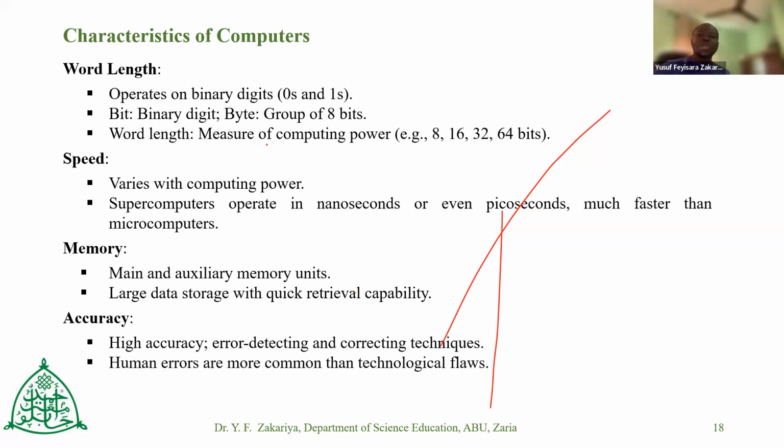Okay, and then accuracy is another property of the computer. High accuracy is very, very important in computing. So it must be accurate. And human errors are more common than technological errors or flaws. So in a computer, we have higher accuracy than that of human calculations.